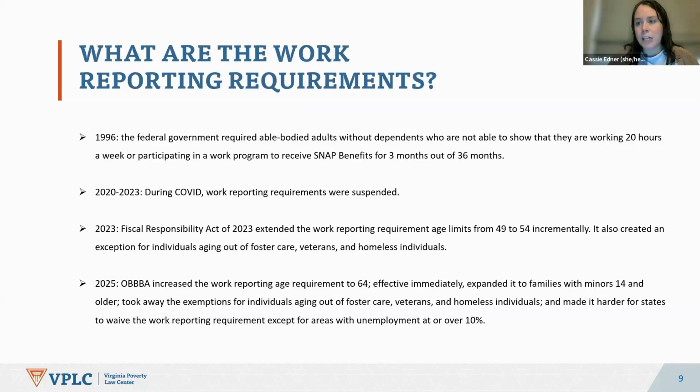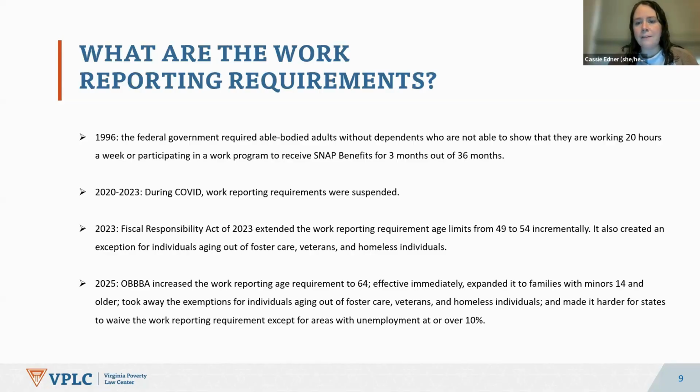So one of the major changes under the new law is work reporting requirements. Now, work reporting requirements are not a new thing for SNAP. Back in 1996, the federal government required all able-bodied adults without dependents, I'm going to call them ABAWD, that's what I'm going to refer to them from here on out, ABAWD, able-bodied adults without dependents, who are not able to show that they are working more than 20 hours a week or participating in a work program to receive SNAP benefits.